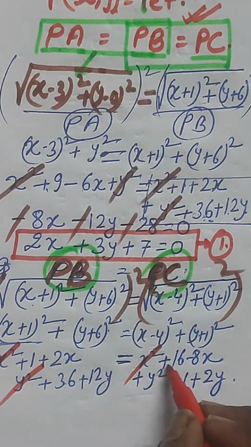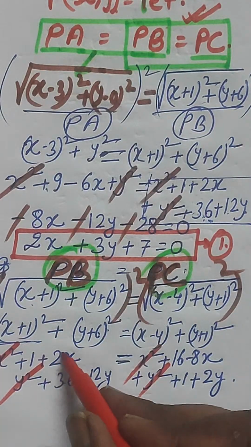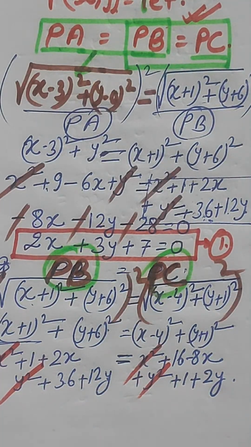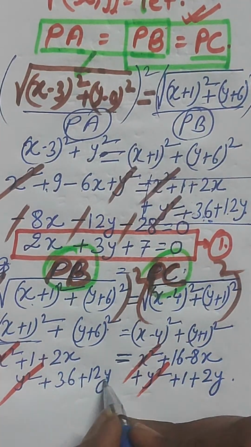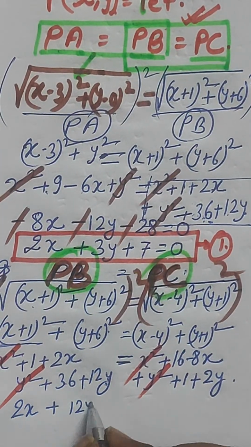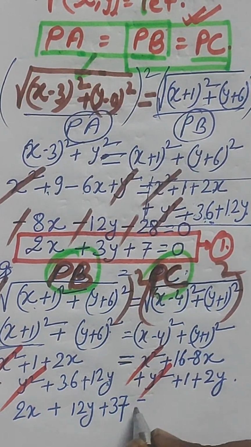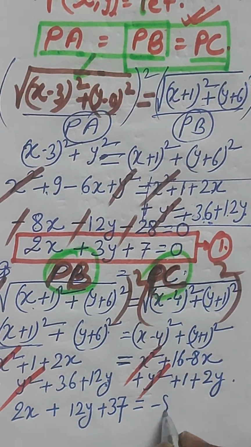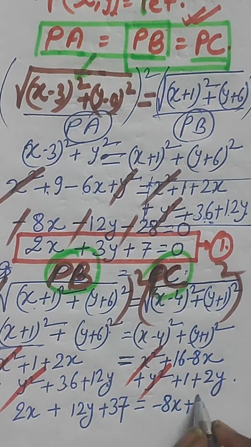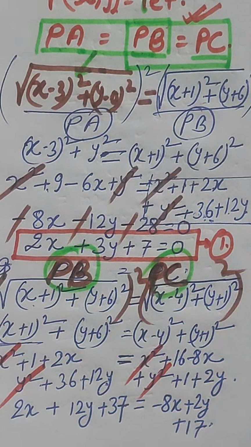So y square and y square will also be cancelled out. Okay, thank you for bringing it. So now we have here 2x plus 12y plus 37 is equal to, here you can see, minus 8x plus 2y plus 17, right?